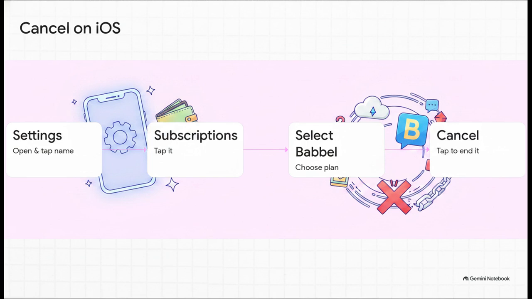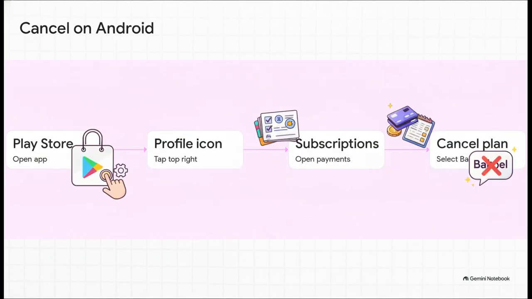So open up your iPhone or iPad settings, tap your name right at the very top of the screen, and then tap Subscriptions. Find your Babbel plan in that list, select it, and tap Cancel Subscription. It's absolutely vital to remember that Apple handles the money here, so you've got to use Apple's interface to stop the charges.